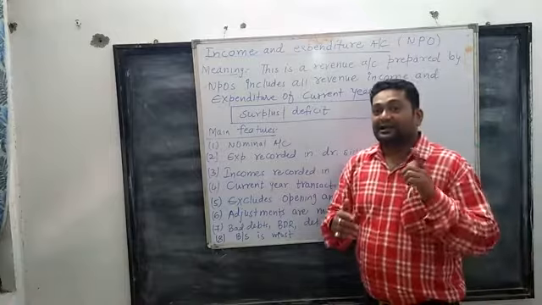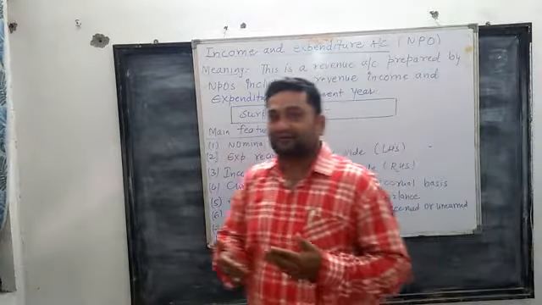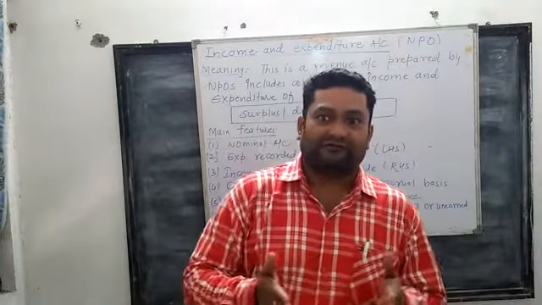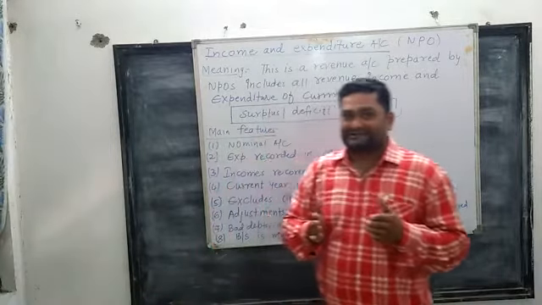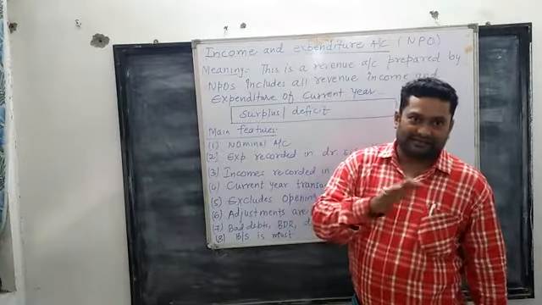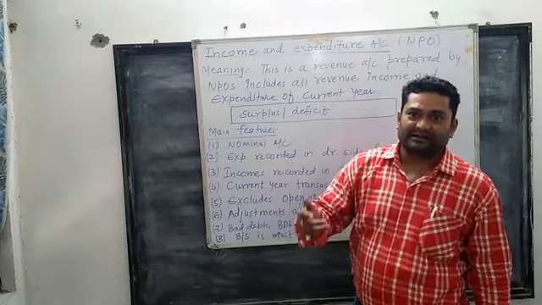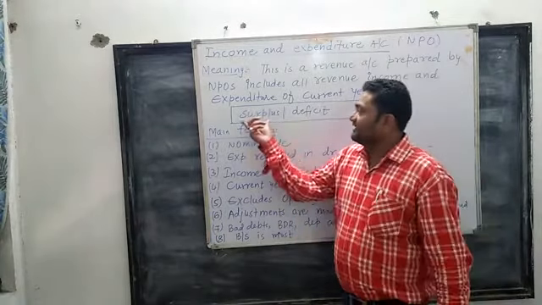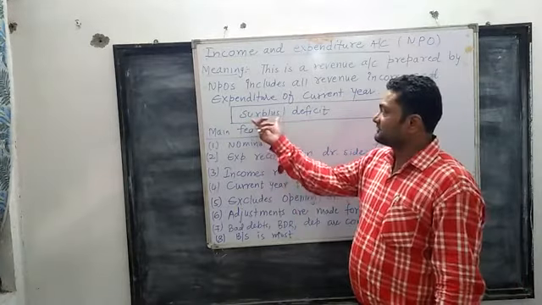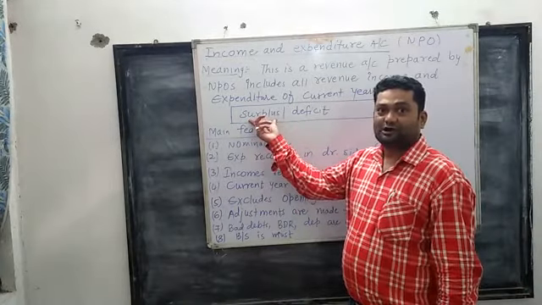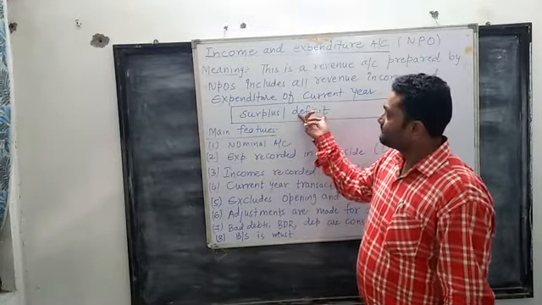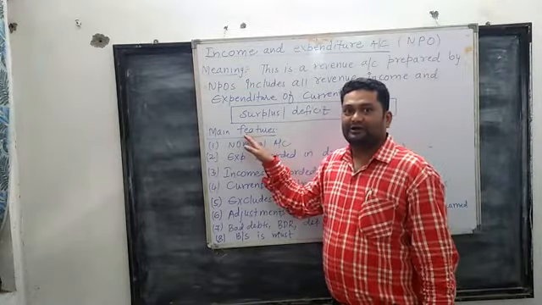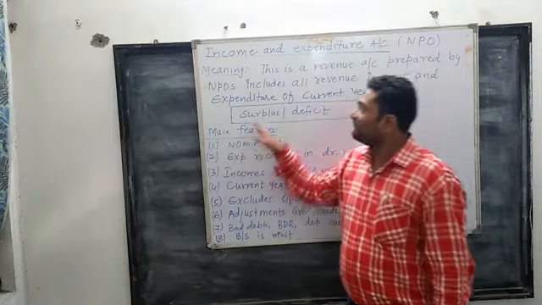And in the PL account, whatever is the balance of debit and credit after balancing and totaling, whatever is the balance, it is known as either profit or loss. But here, if it is profit, it is known as surplus, and if it is loss, then it is known as deficit. Okay?